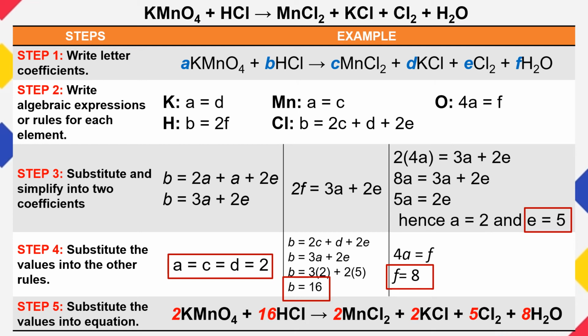Okay? And after substituting the values into the chemical equation, check your work and count the atoms of each element. Let's count. 2 potassium atoms on both reactant and product sides, 2 Mn atoms on both reactant and product sides, 8 oxygen atoms on both reactant and product sides, 16 hydrogen atoms on both reactant and product sides, and lastly, 16 chlorine atoms on both reactant and product sides. And yes, it is now balanced.